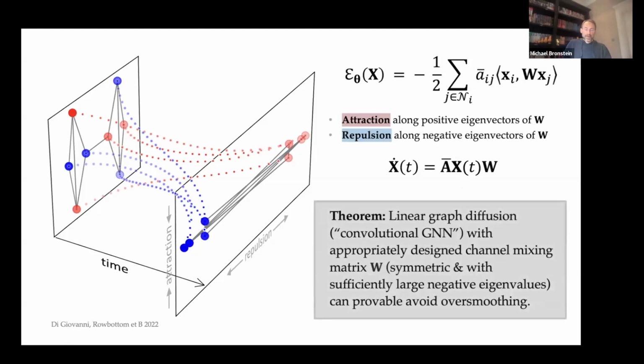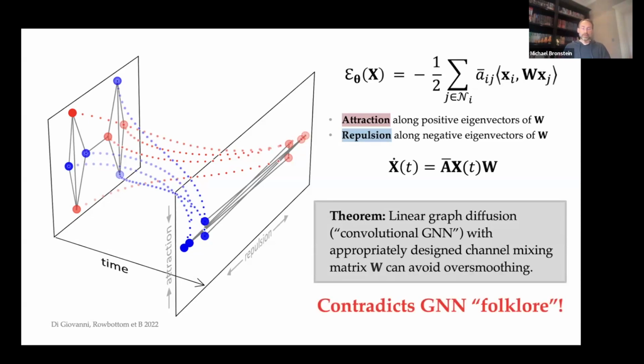And the mathematical result here is that for this kind of convolutional GNNs, or linear graph diffusion, if we appropriately design the channel mixing matrix W, it has to be symmetric. Symmetry is required for it to be an appropriate gradient flow. And it must have sufficiently large negative eigenvalues. So the repulsive or sharpening part must counteract the blurring or mixing part, the attractive part of the adjacency matrix. In this case, we can avoid oversmoothing. So in other words, this contradicts the folklore that is repeated in many papers on graph neural networks. That is actually not true. These very simple architectures can deal very well with heterophilic settings.